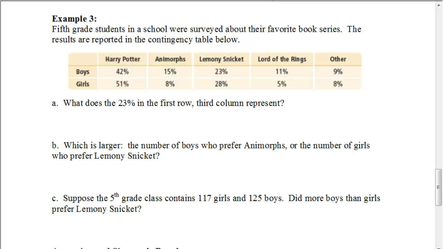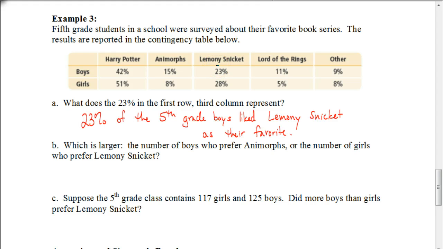It says, what does the 23% in the first row, third column represent? So we want to make sure that we know how to read this table. So in the first row, first column, we see the 23% here. That's referring to the fact that 23% of the 5th grade boys like Lemony Snicket as their favorite. Easy enough. Now let's look at part B.